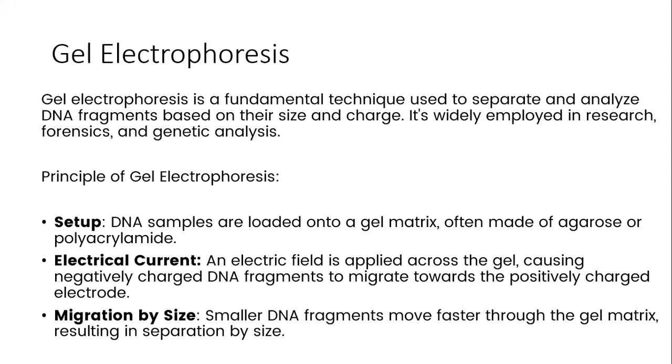So when you run an electric field on the gel, it causes the fragments to move, and smaller fragments will move faster than the larger fragments, so they separate based on their size. And because each and every person has a different genetic makeup, you would get different results. So then you could use that as a comparative method for identifying individuals, for example, or whatever test that you're running, you could use that.